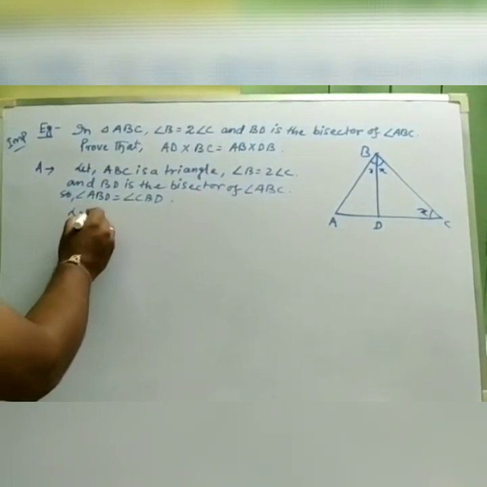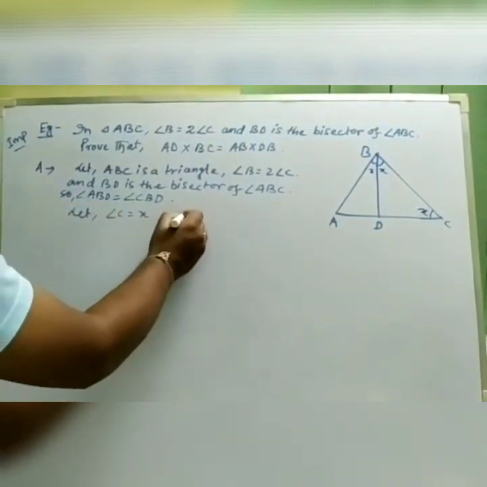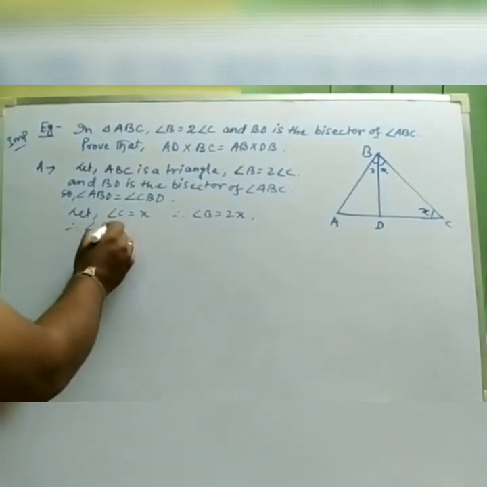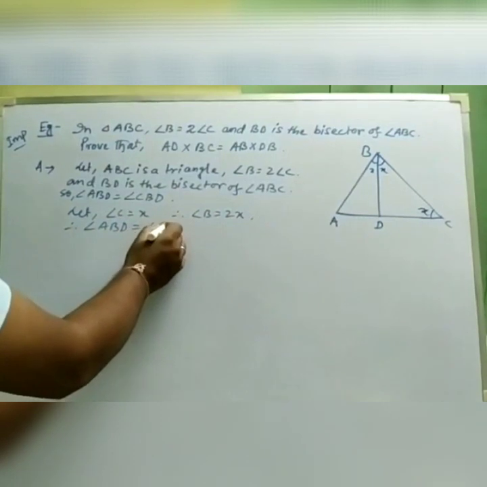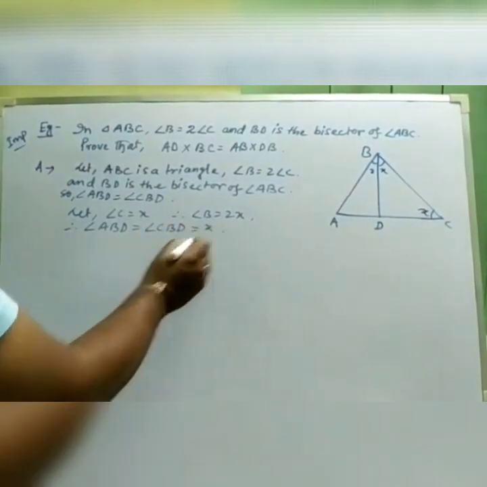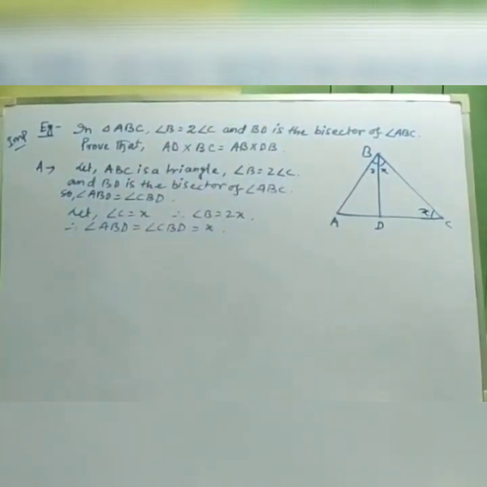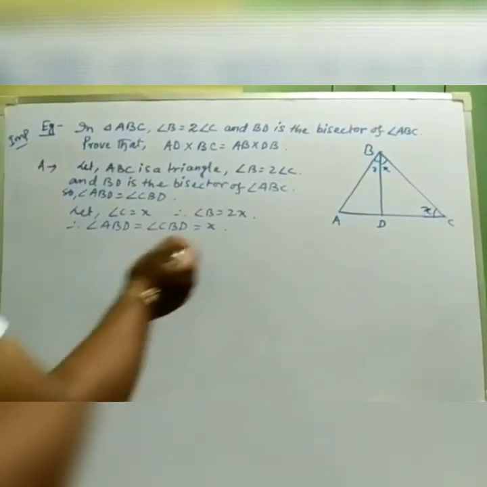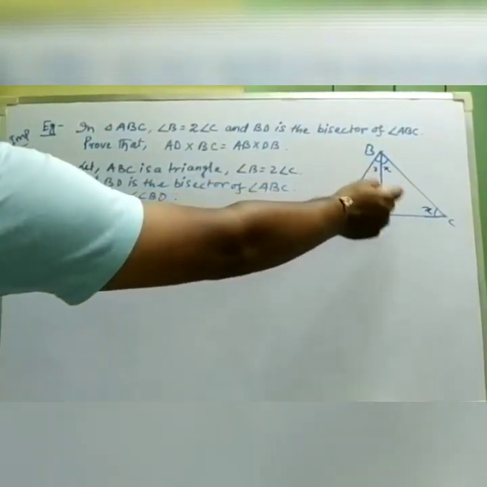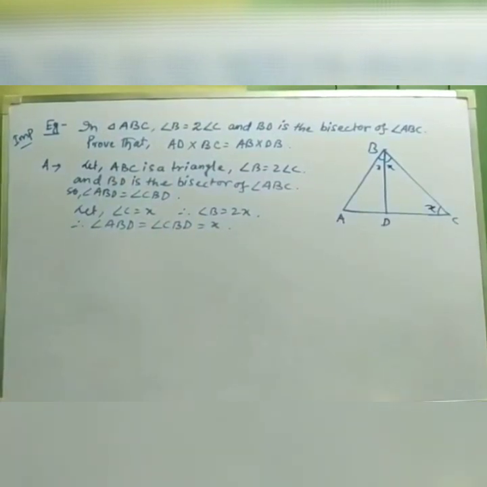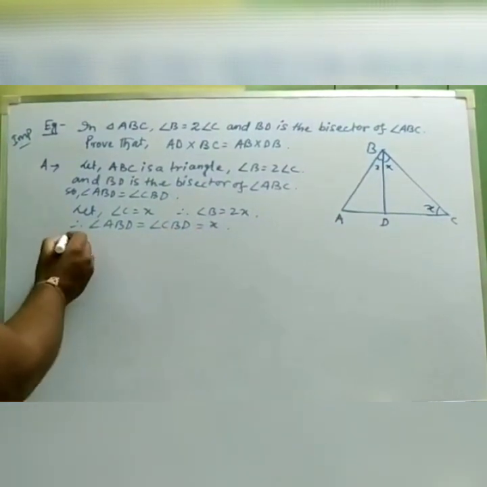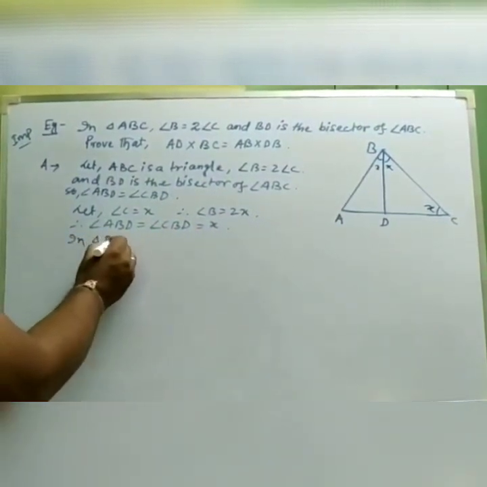So let angle C equal x. Therefore angle B equals 2x. Therefore angle ABD equals angle CBD equals x, because both make up angle B, so both become x and they are equal also. In triangle BCD you can see these two angles are equal, and we know that if the angles are equal then the opposite sides will be the same. So BD and CD will be the same, so that we are writing in triangle BCD.